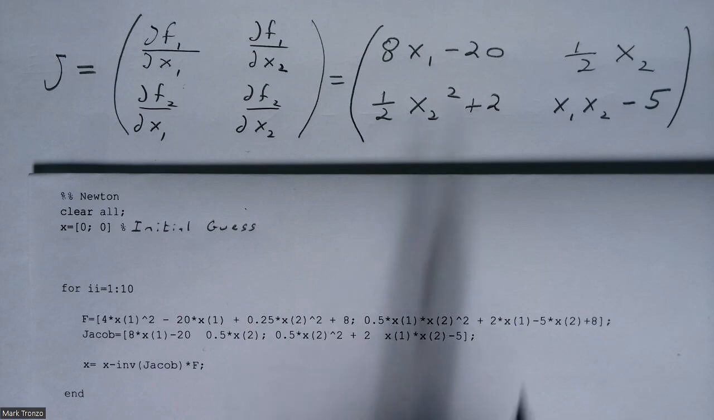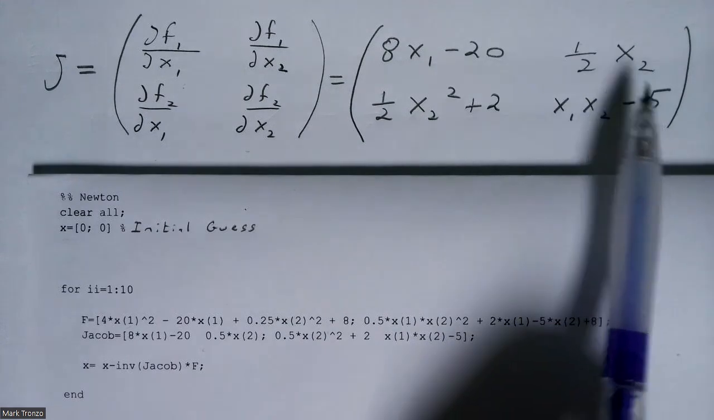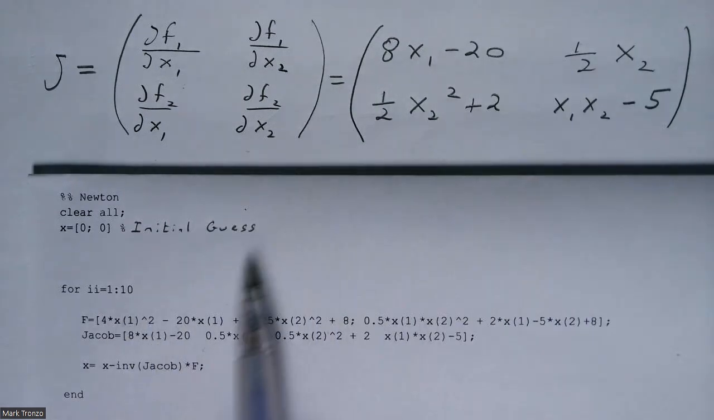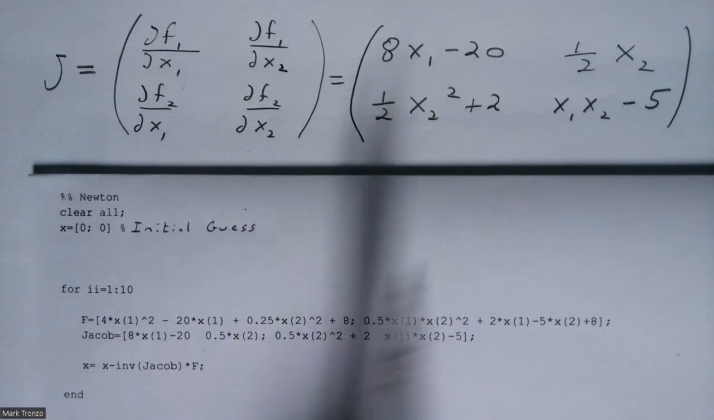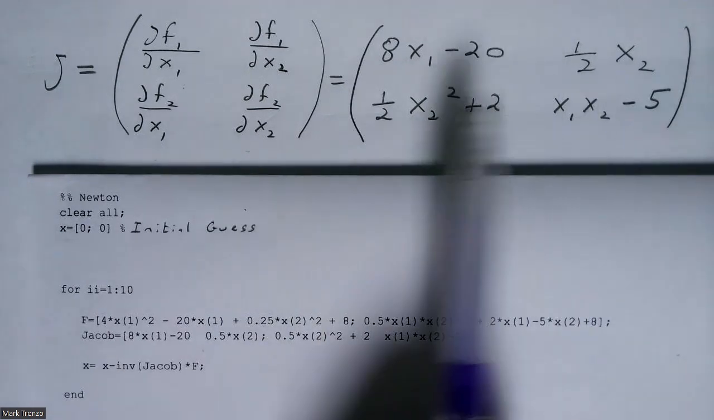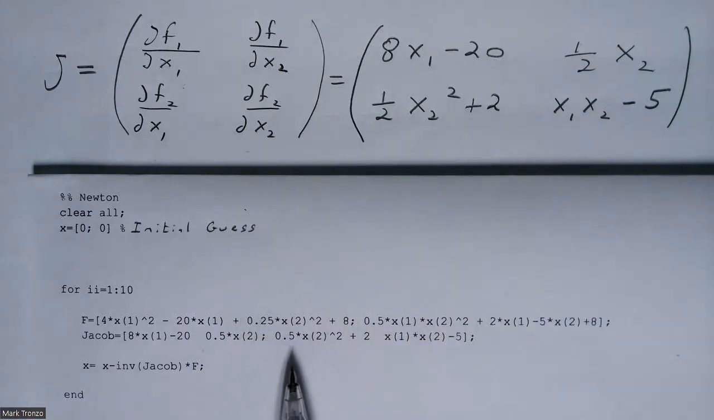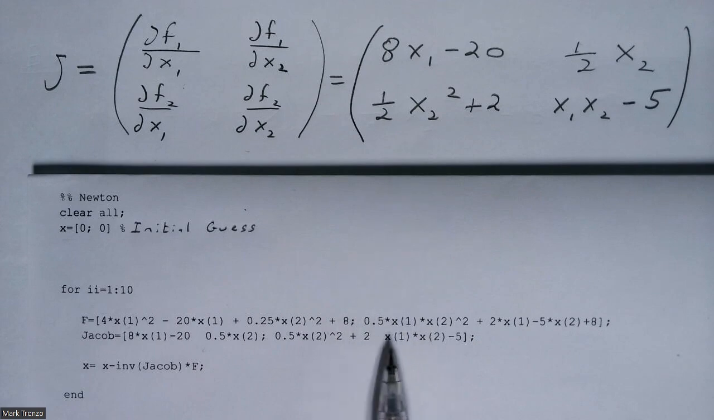In any case, when we enter our Jacobian, remember, for a matrix with 2 entries in the first row, we separate them by a space. So we have 8x1 minus 20, and then a space, half x2, and then the semicolon when you go to the next row, 0.5 x2 squared plus 2, space, x1 x2 minus 5. That's our Jacobian.